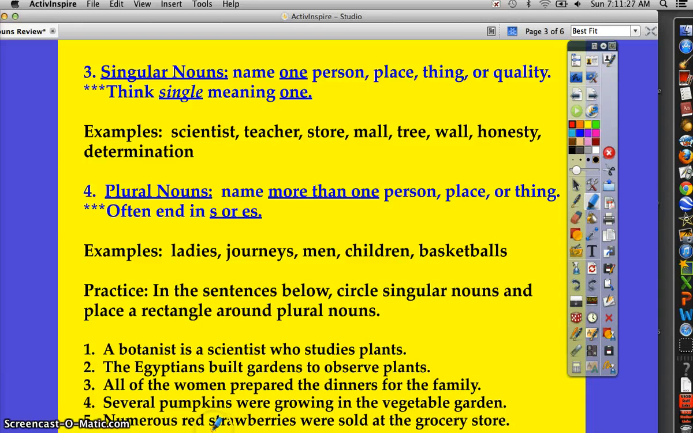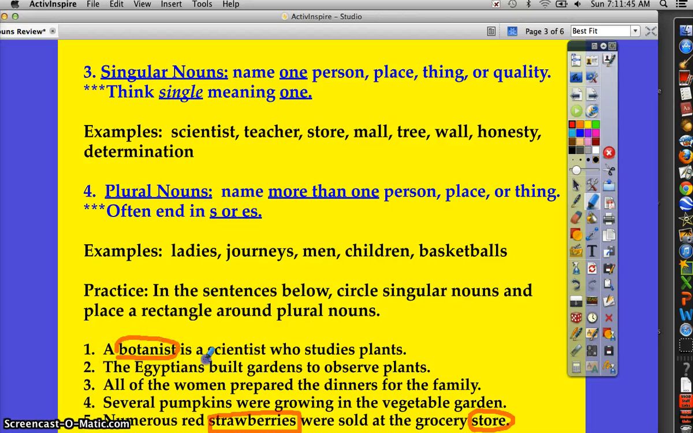Strawberries would be an example of a plural noun. So we're going to put a rectangle around strawberries, and also store would be an example of a singular noun. So we're going to place a circle around store. And I'm going to go back through these answers just so you can see them all together again.